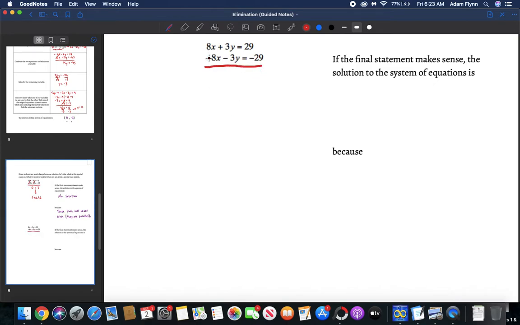Okay, so if I combine these two equations, x's eliminate, y's also eliminate. So on the left side, I have 0. I've got nothing. Equals 29 minus 29, which is going to be 0. So this is my final statement here. I have no variable left to solve for. And 0 equals 0. Okay, this is true. They are the same number.